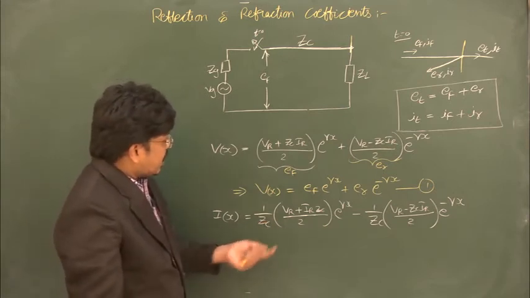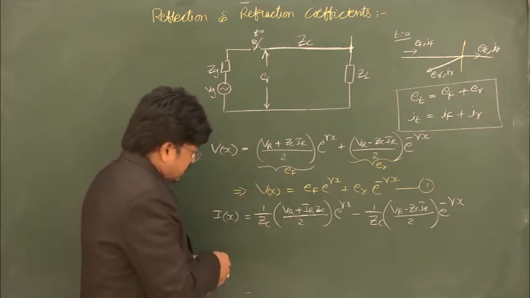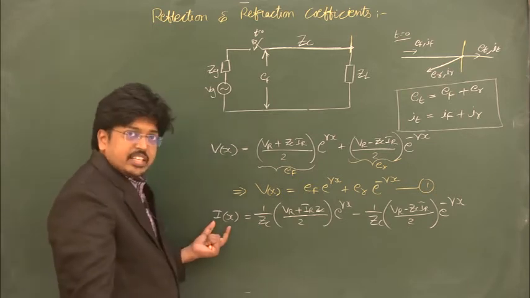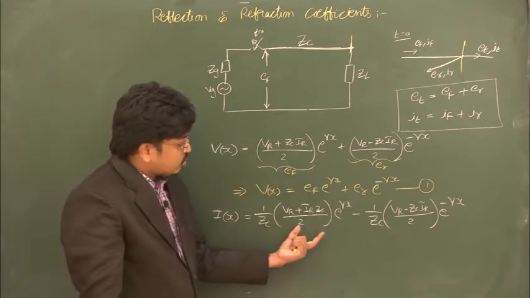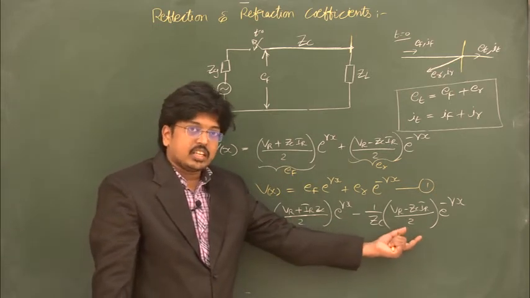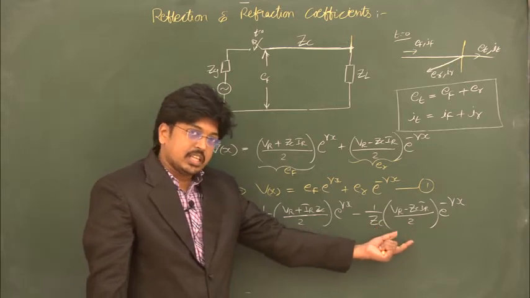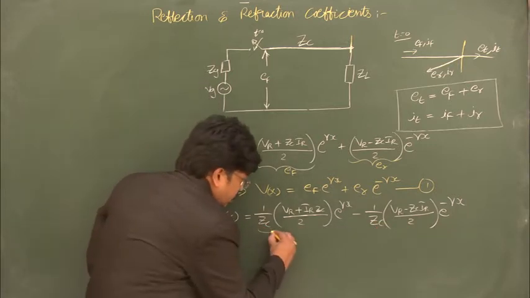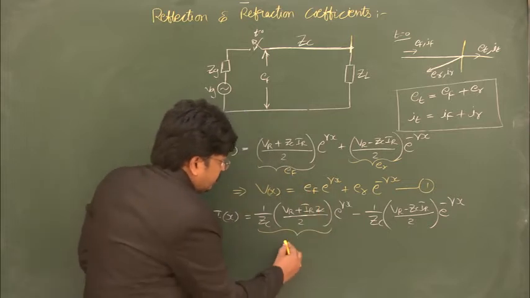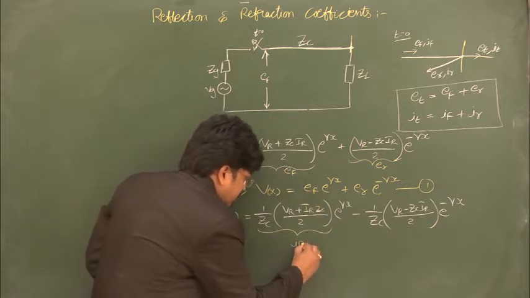Again, this I of x has two terms. The first one is the incident term, whereas the second one is the reflected term, as we discussed in the earlier class. So the quotient of this first term will be assumed as IF.